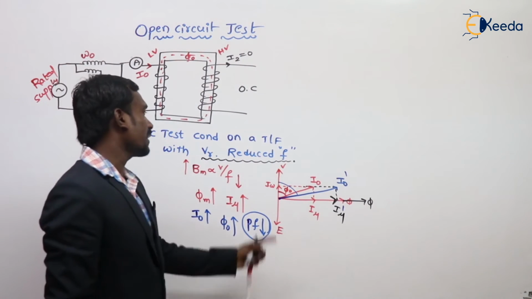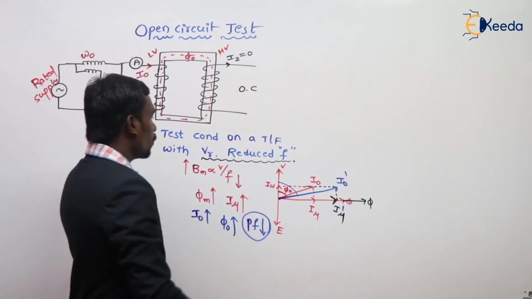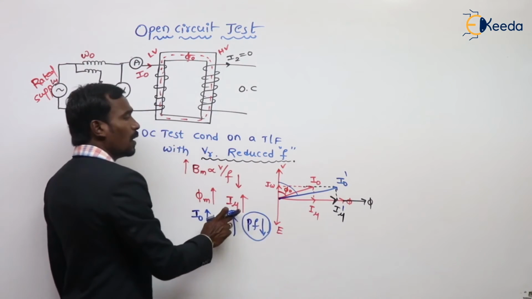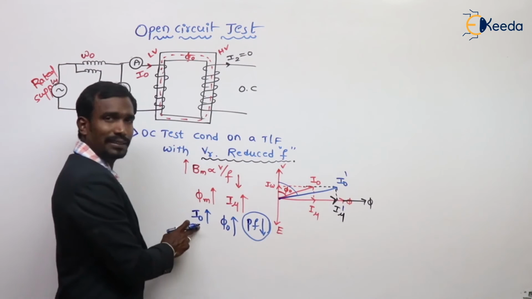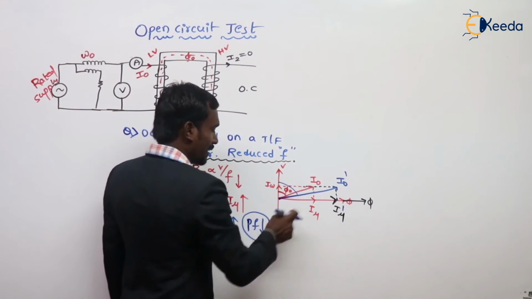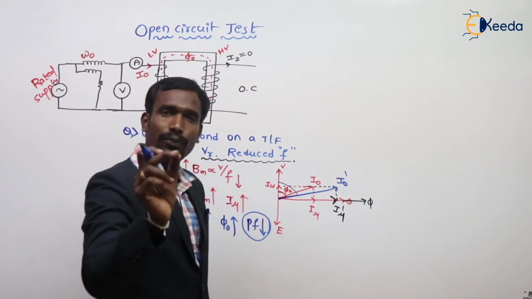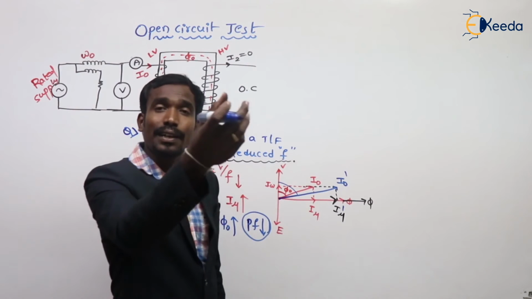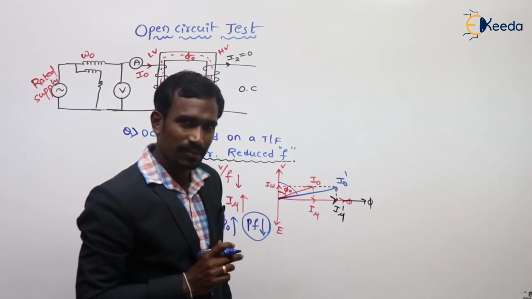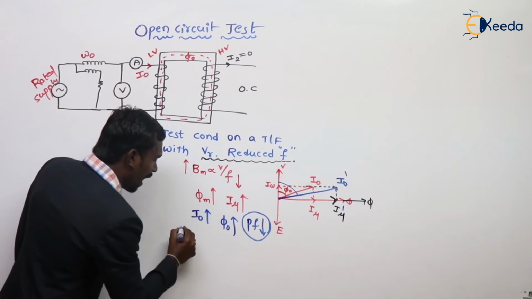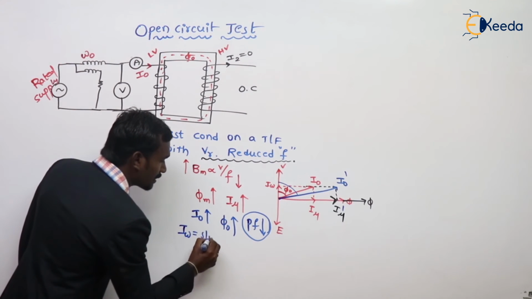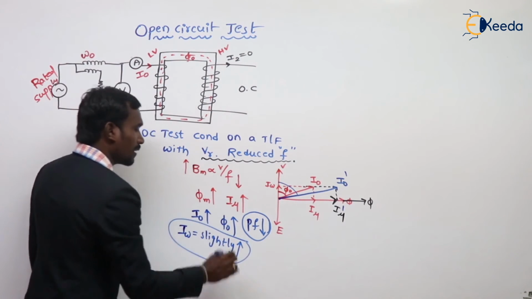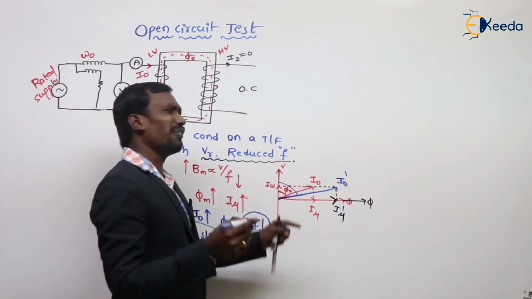A test conducted with rated voltage, reduced frequency. When frequency reduces, flux density increases, flux increases, I mu increases. When I mu increases, I naught increases. Power factor angle increases. Simply, power factor decreases. Rated voltage, reduced frequency results in reduction in power factor. Sir, what about I_W? I_W constant is the correct answer, or slightly increases is also a correct answer. Constant or slightly increases, that's it.